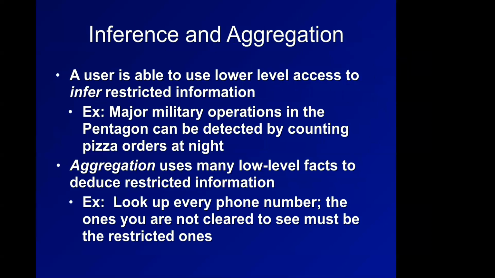So inference is where you infer information, like I said, by looking at low privileged data, like watching the pizza deliveries to deduce a military activity. And aggregation is where you use many low-level facts to deduce sensitive information. These are ways for high-security data to leak out through a low-security channel.